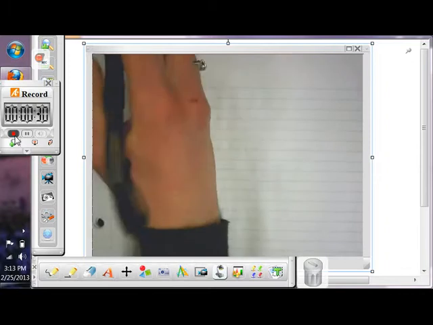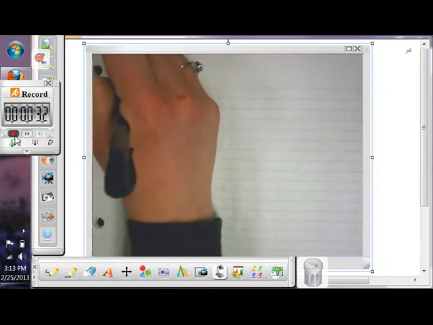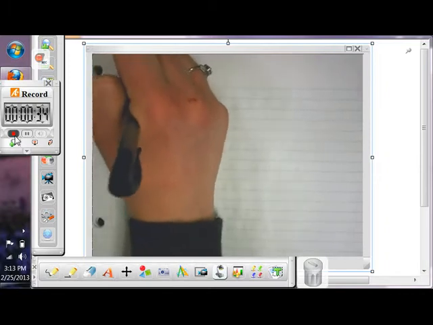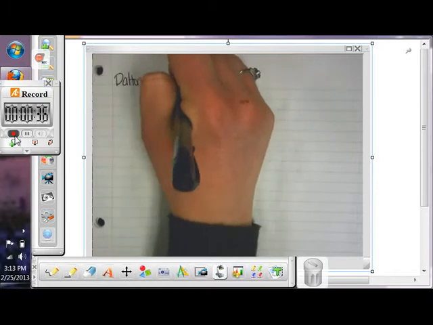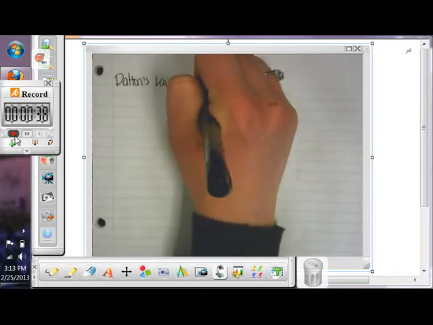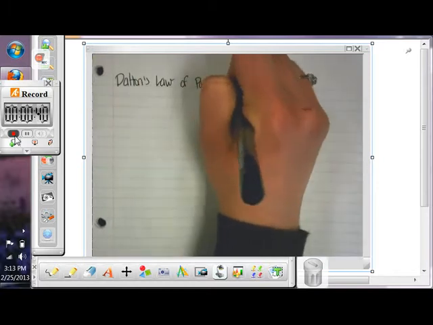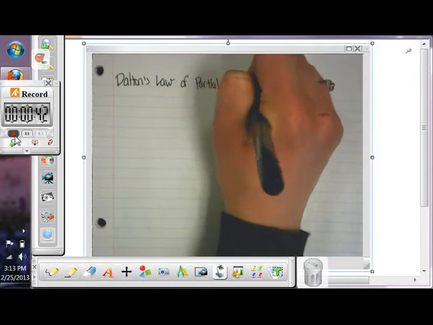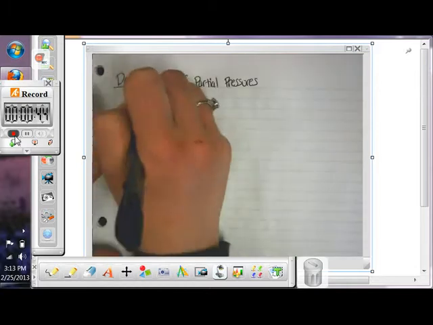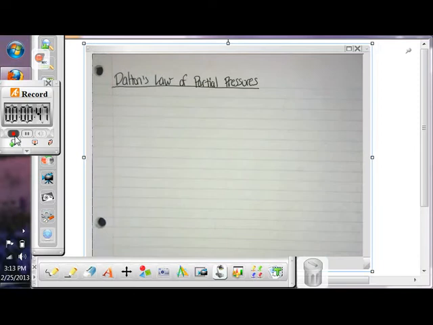So this is going to be Dalton's Law of Partial Pressures. Go ahead and underline it. So before we actually go through and learn about Dalton's Law, I'm actually going to insult your intelligence just a little bit, so bear with me.